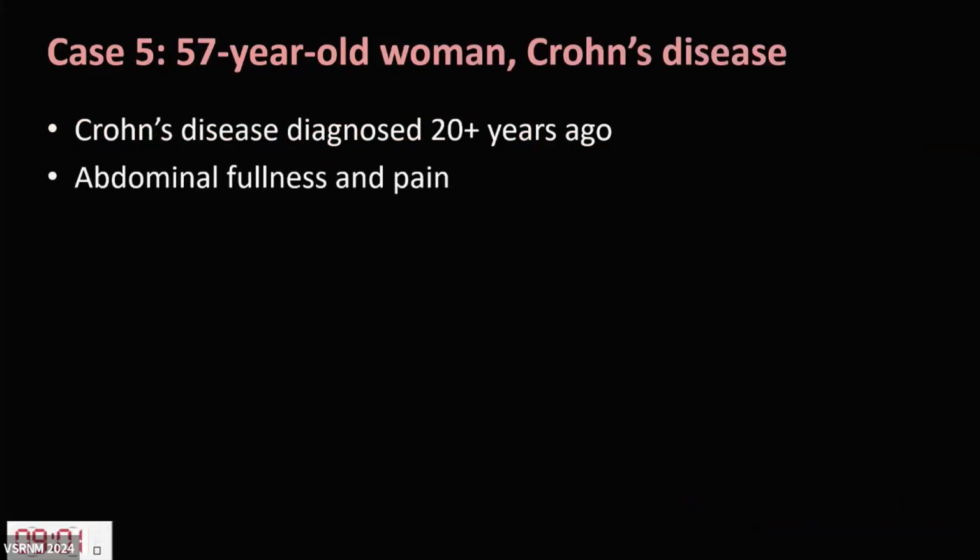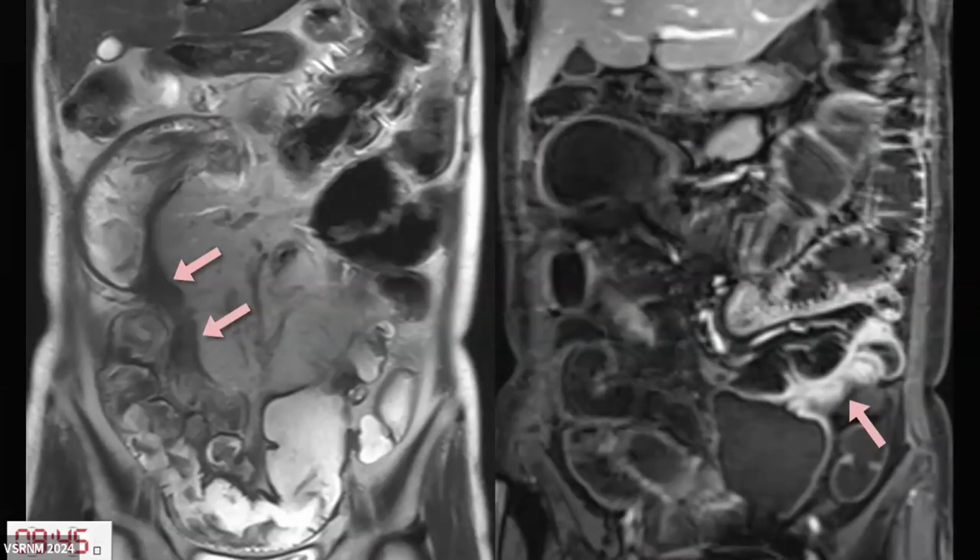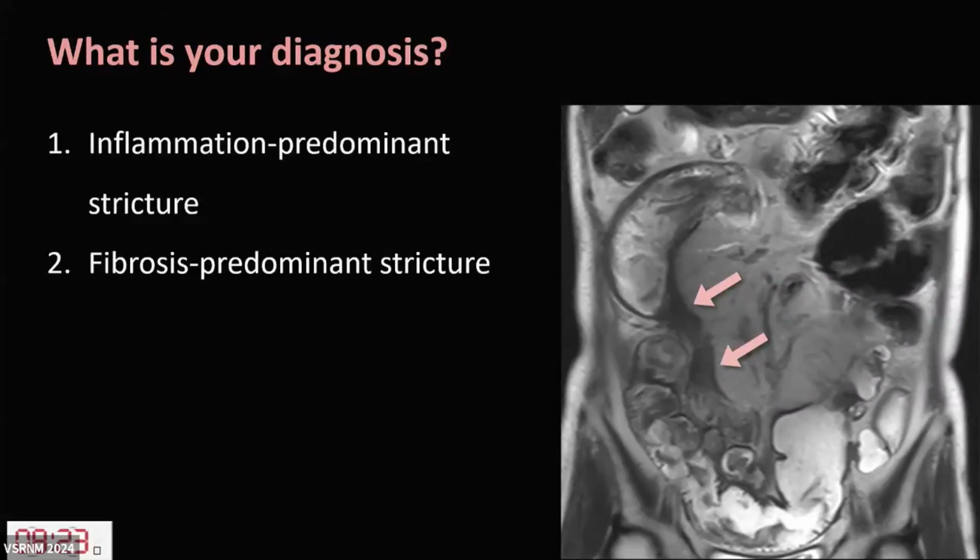Okay, now here is the last case, a 57-year-old woman with Crohn's disease. She has had the disease for a very long time, more than 20 years. Now she presented with abdominal fullness and pain. On this MR enterography, there are at least 2 segments of luminal narrowing and stenosis at the ileal loops with prominent proximal intestinal dilatation. So what is your diagnosis?